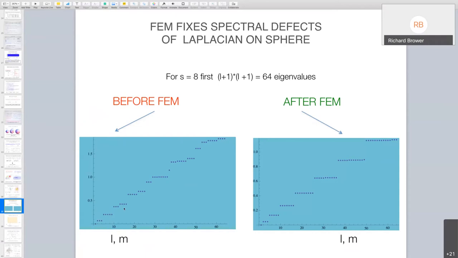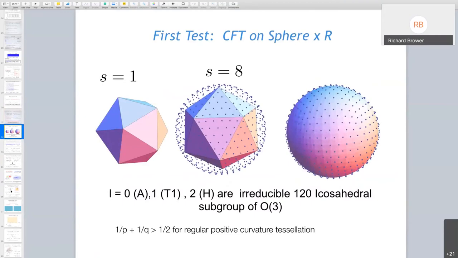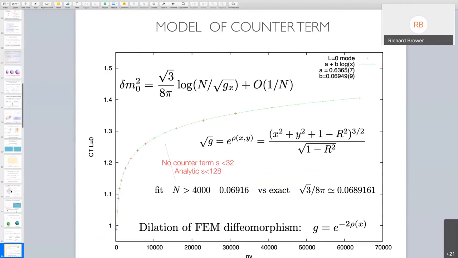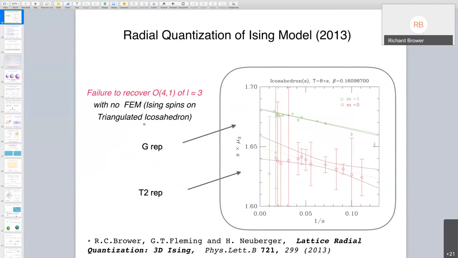However, when you do finite elements, notice what happens. This is the singlet, the triplet, five, seven, and so on. They look extremely good. This shows that the modes on the discrete spheres look as if they're continuous. However, we thought, well, that's great. So when we did it with the Ising model, we ignored this totally. When we did the Ising model, we were not doing these weights. We were, in fact, just doing spins.